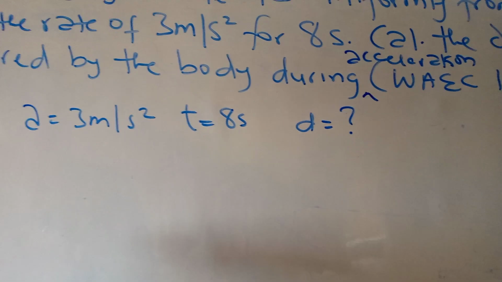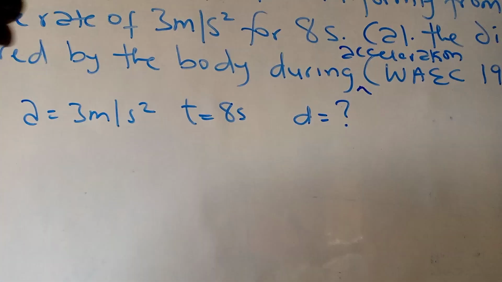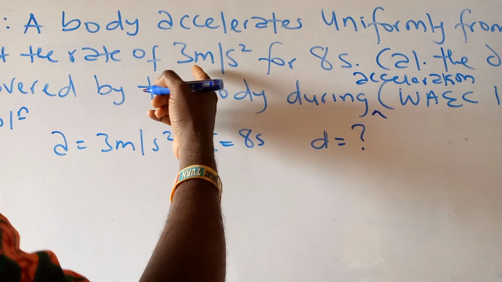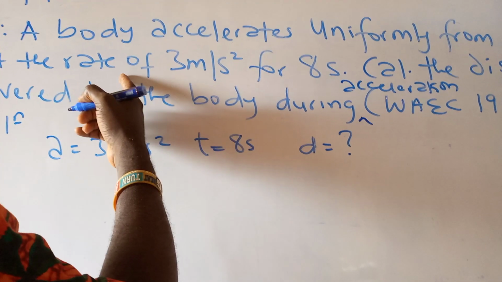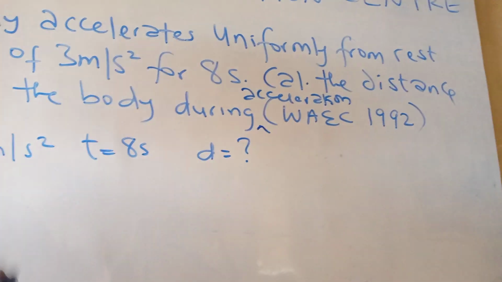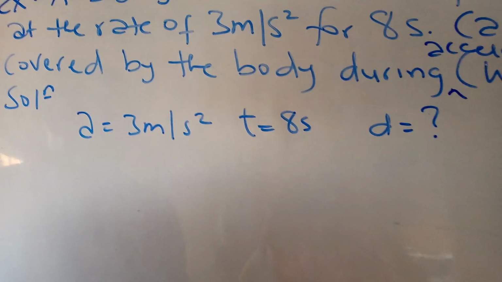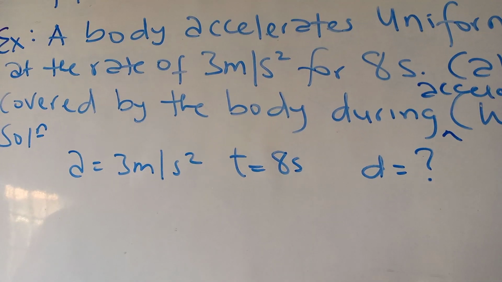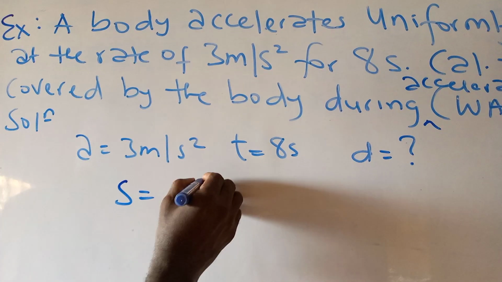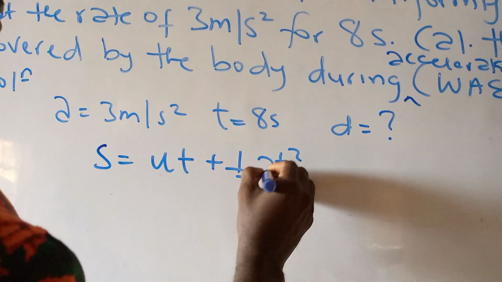Now, somebody might want to ask, how do I know the formula to use? The formula to use is determined by the parameters you have. Here I have meter per second square, which is acceleration. I have time and distance. I know from experience and from calculation that I cannot use the first equation of motion. I have to use the formula that has distance. So the one that has distance is S equals UT plus half AT squared.